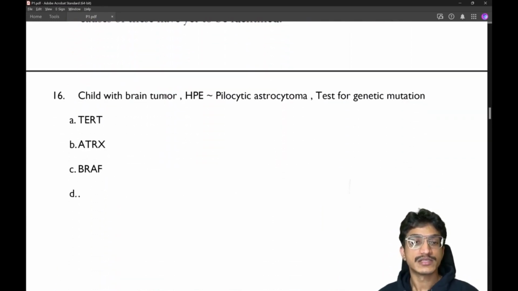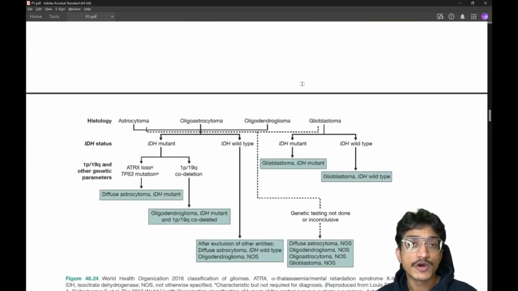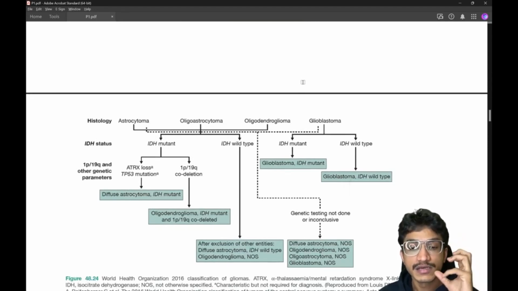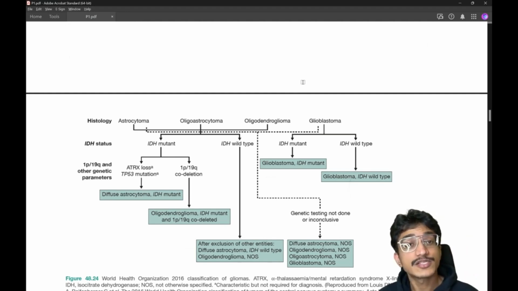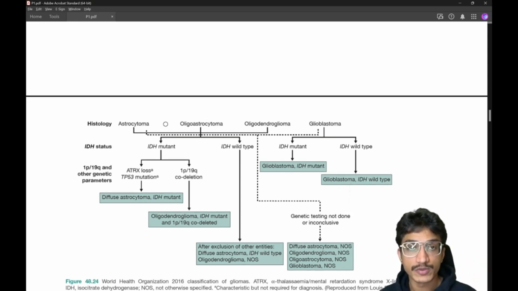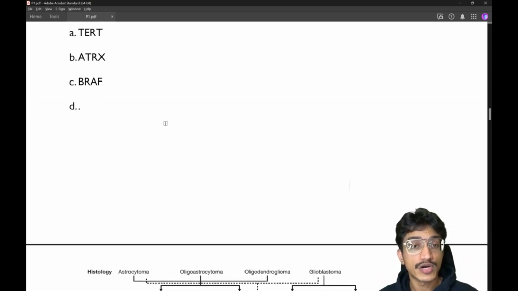Coming to this, a child with a brain tumor, pilocytic astrocytoma, genetic mutation, what should be tested? This is a new concept which I found in Sabiston, Shorts and Bailey, only given in the new edition of Bailey. That is regarding the classification of gliomas and the associated genetic mutations. What they have shown is that there is an IDH mutation. According to the recall given to me, IDH was not in the options.